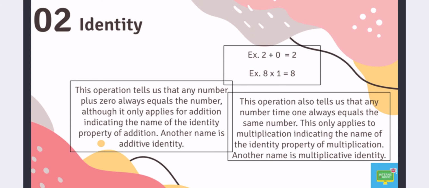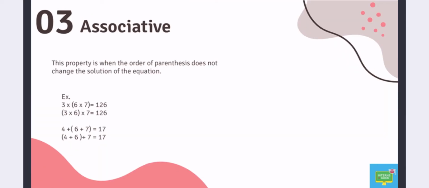Let's look at some examples here. 2 plus 0 still equals 2. So that is applied with the first box over here that says that any number plus 0 always equals the same number. The second example here is 8 times 1, and that always equals 8. Just like it said in the second box, any number times 1 always equals the same number. The third property here is associative.